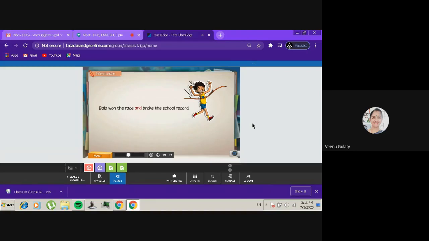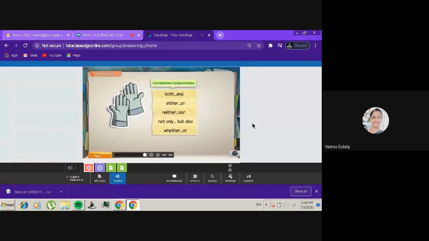On reading this sentence, you may think that Bala broke the school record by winning the race. However, if we have to emphasize both of Bala's achievements, winning the race as well as breaking the school record, then this sentence is more apt. The use of a pair of conjunctions makes both of Bala's achievements clear. Conjunctions such as these are used in pairs and are called correlative conjunctions. They help to equally emphasize the ideas presented in both parts of a sentence. Let's learn more about correlative conjunctions.